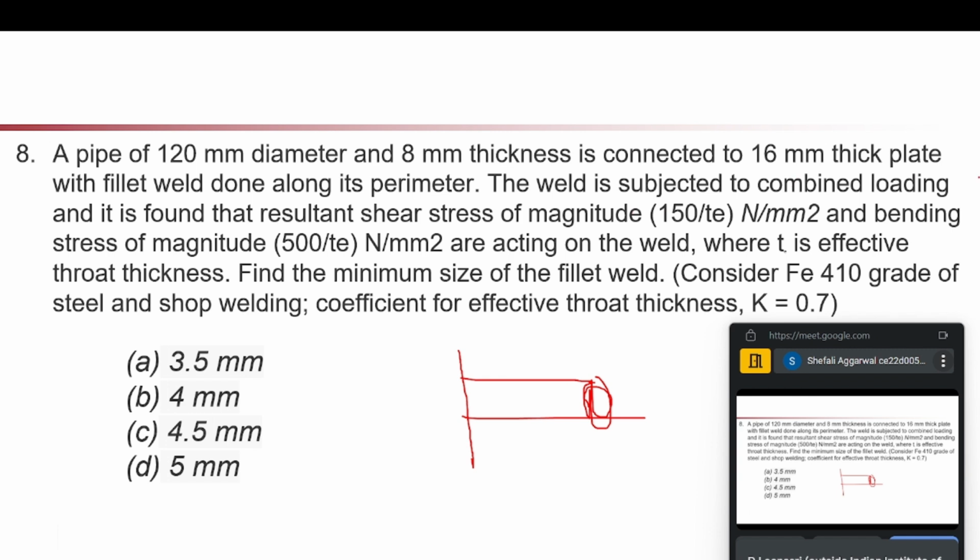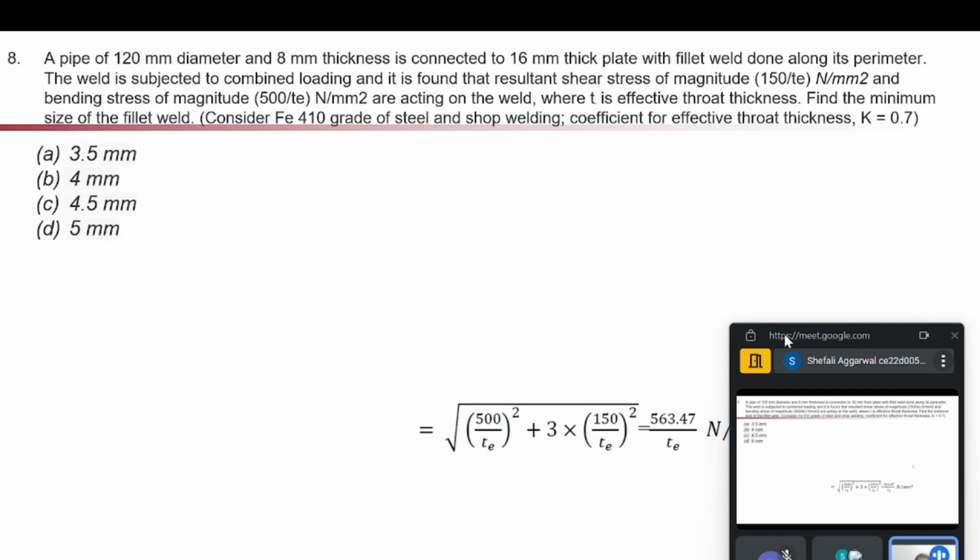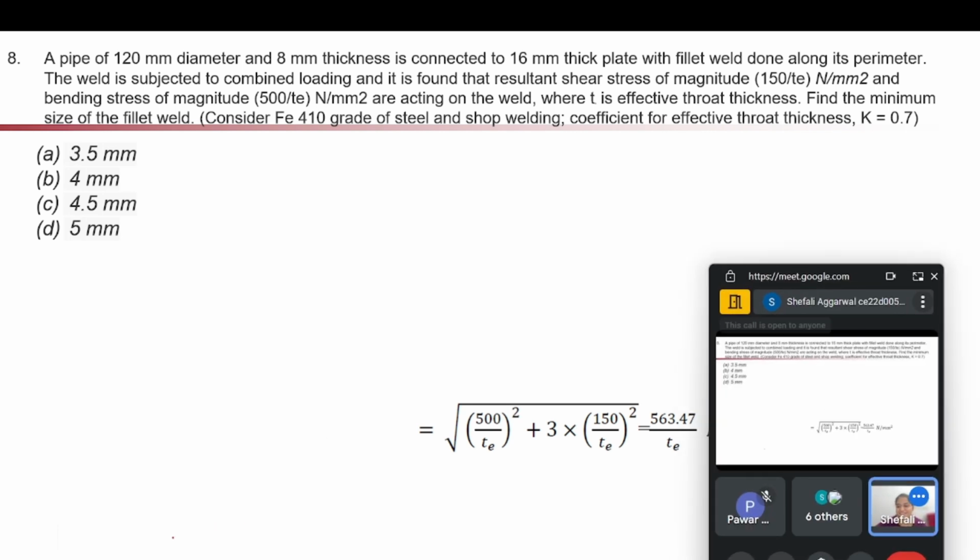So this pipe thickness is 8 mm and this plate thickness is 16 mm along its perimeter. Perimeter means along this circular path. The weld is subjected to combined loading and it is found that the resulting shear stress of magnitude 150 upon Te and bending stress of magnitude 500 upon Te are acting on the weld, where Te is the effective throat thickness. Find the minimum size of fillet weld. So we have to calculate throat thickness and size of weld. I think I have to do it. So we'll just see quickly.